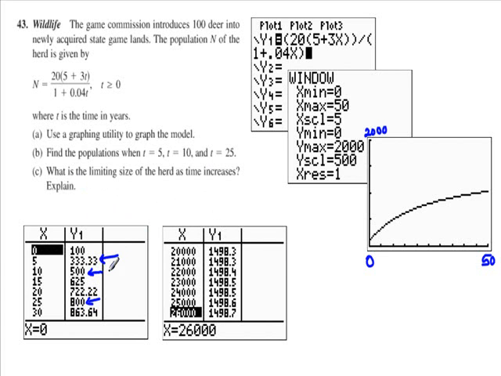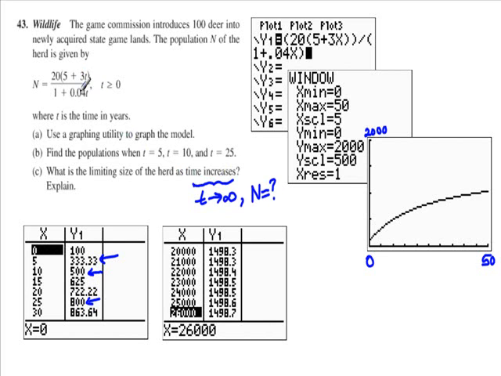So we already know the populations at those three particular times. Then what about the limiting size of the herd as time increases? Well, as time increases, that is as t goes to infinity, we're thinking about what's happening to N. Well, that hopefully reminds you of the horizontal asymptote, right? We're looking at the long-term behavior. So as t goes to infinity, what's happening to that output?